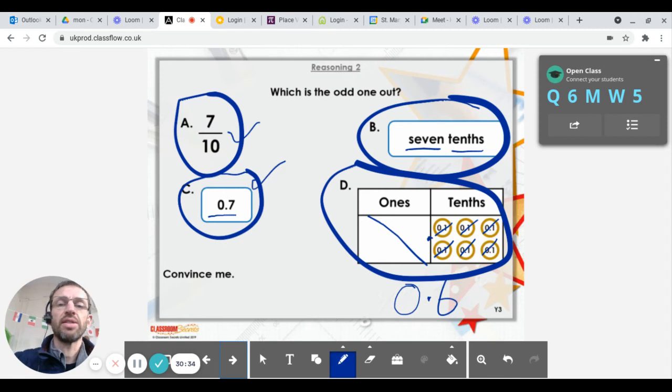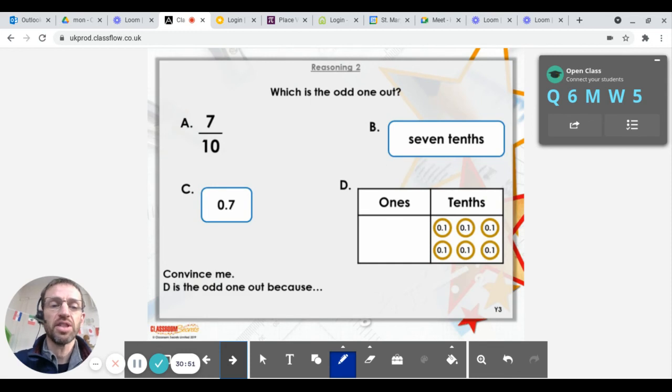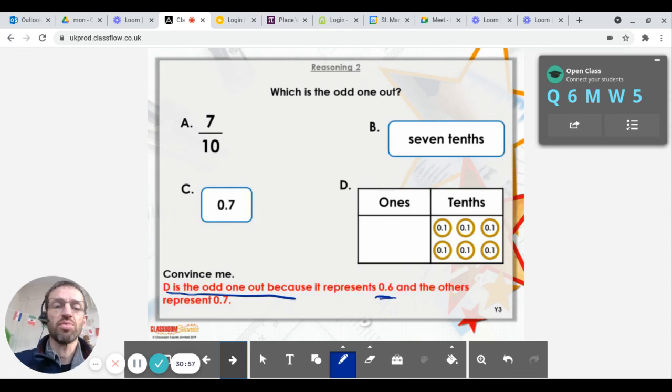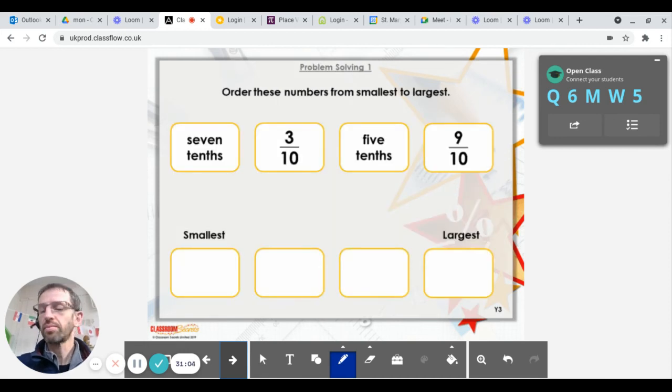So looking at those, I think A, B, and C are all the same. They're just shown in different ways. And D is the odd one out. So that's how you convince somebody, by saying we need one more tenth in here. If we put another disc in, we'd be all right. D is the odd one out because it represents 0.6 and the others represent 0.7. So explaining your answers, yeah, using a sentence.